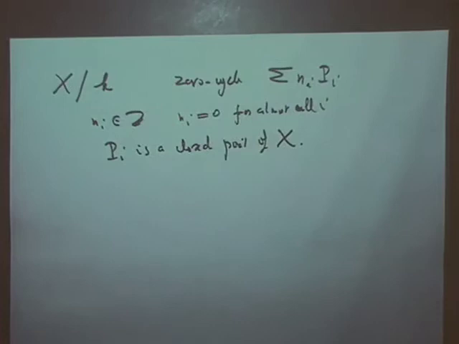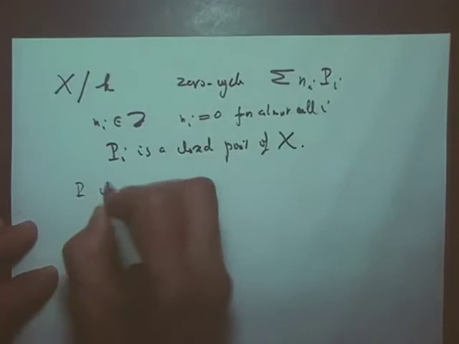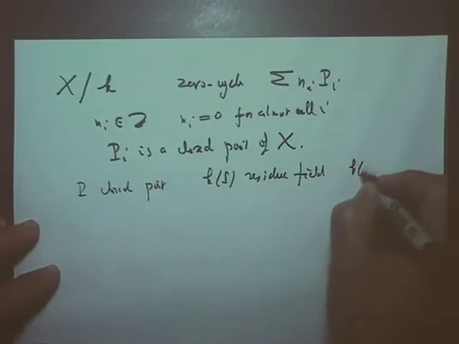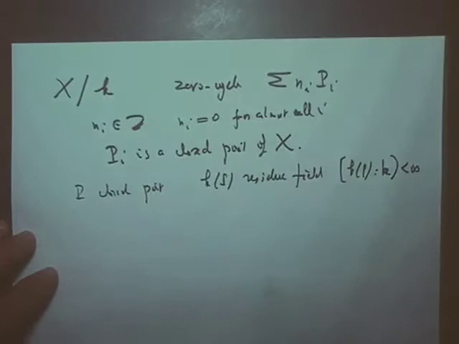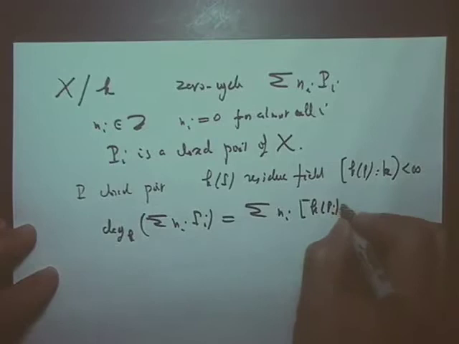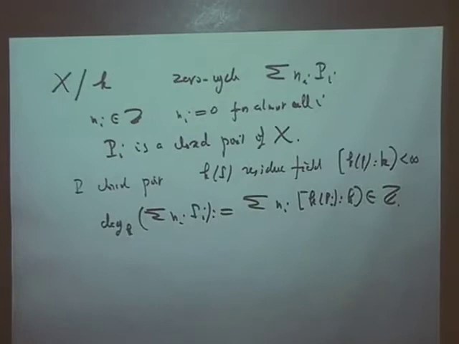Okay, so a closed point of X means that it's a subvariety of X of dimension zero. So it has a residue field. If you have a closed point, you have the residue field, K(P), which is a finite extension of K. And then you can define the degree with respect to K of your divisor, sum Ni Pi, as the sum of the Ni times the degree of K(Pi) over K, in Z. That's the definition.